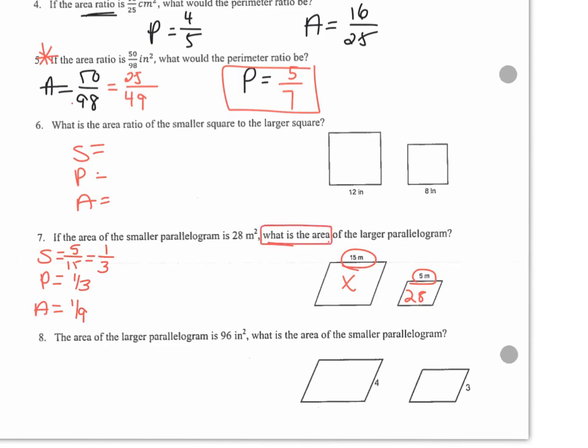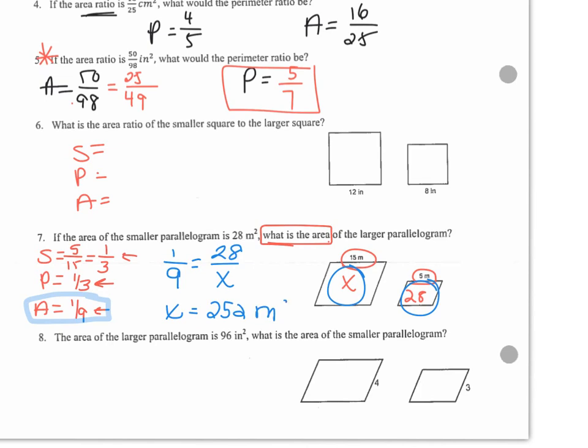So the directions say what is the area. So since I'm looking for the area, which one of these ratios do you think I'm starting with? S, P, or A? Well, I'm starting with A because A for area. So that's going to be the start of my proportion. And now I relate little number to little shape, big number to big shape. So 1 is my smaller number, so my smaller shape has 28. 9 is my bigger number, so my bigger shape is X. So cross multiply, I get X equals 9 times 28, which is 252 meters squared.